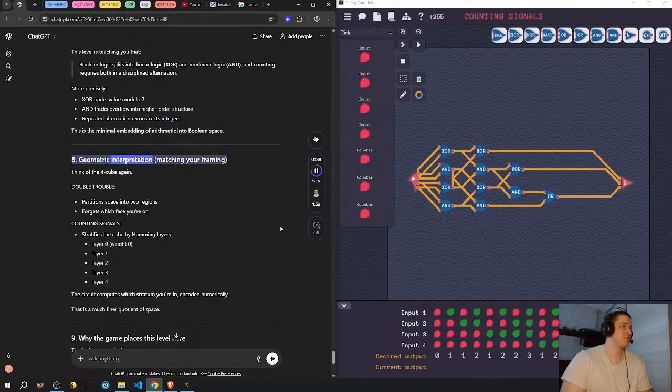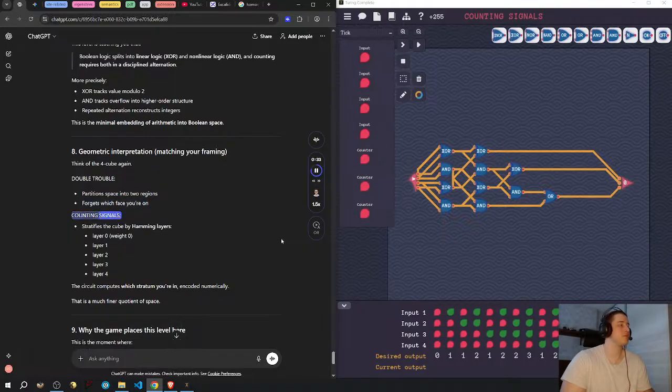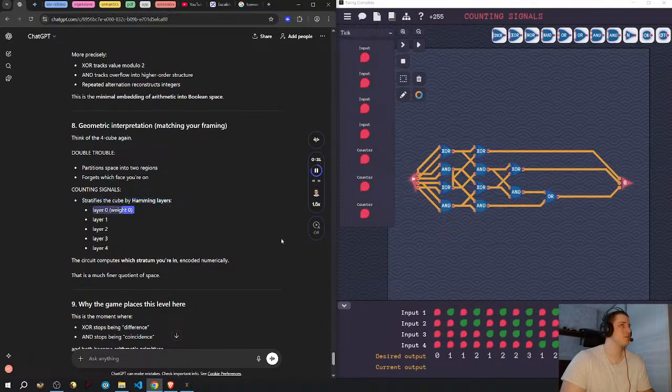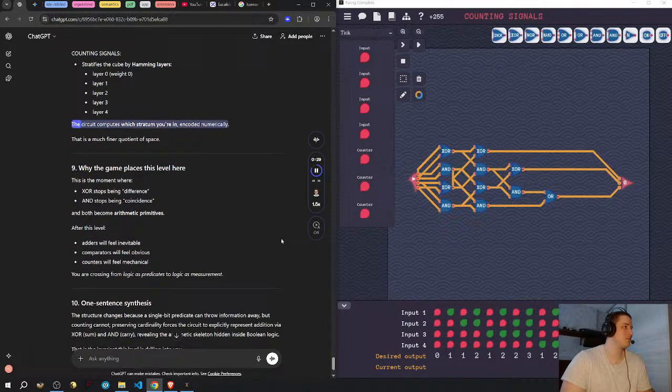8. Geometric interpretation, matching your framing. Think of the 4-cube again. Double trouble partitions space into 2 regions. It forgets which face you're on. Counting signals stratifies the cube by Hamming layers: layer 0, weight 0; layer 1; layer 2; layer 3; layer 4. The circuit computes which stratum you're in, encoded numerically. That is a much finer quotient of space.